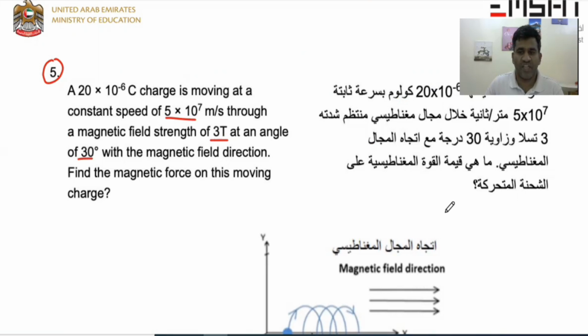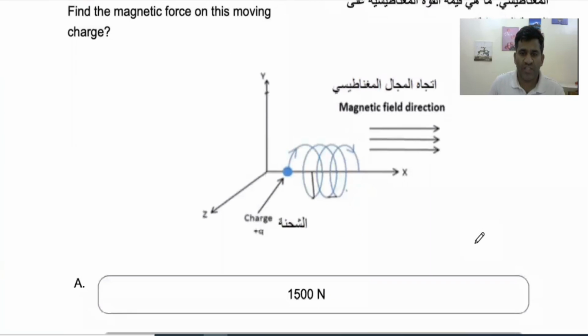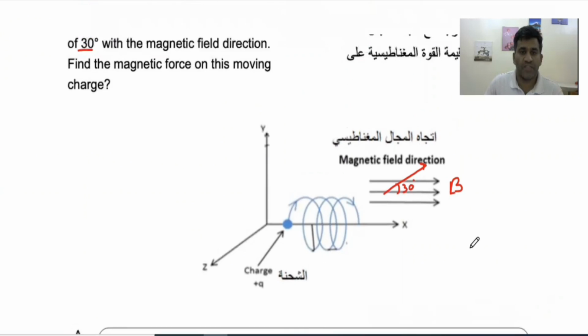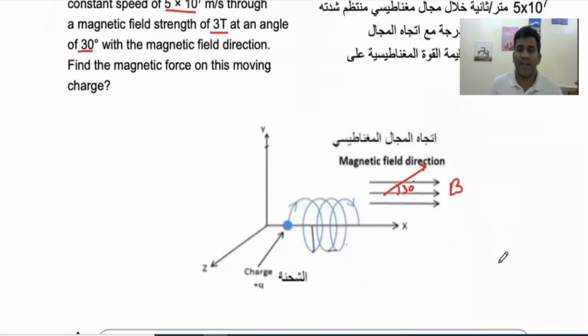Now the question is about the arrangement shown to us. A charge is moving, the value of the charge is given to us, and the charge is moving in a magnetic field, represented in the direction B, with a speed. If I represent the same charge with the magnetic field, the charge will be moving in this direction, making an angle of 30 degrees with the magnetic field. The speed, meaning the velocity of the charge, is given, and they are asking what is the magnetic force exerted on that charge because of the magnetic field.